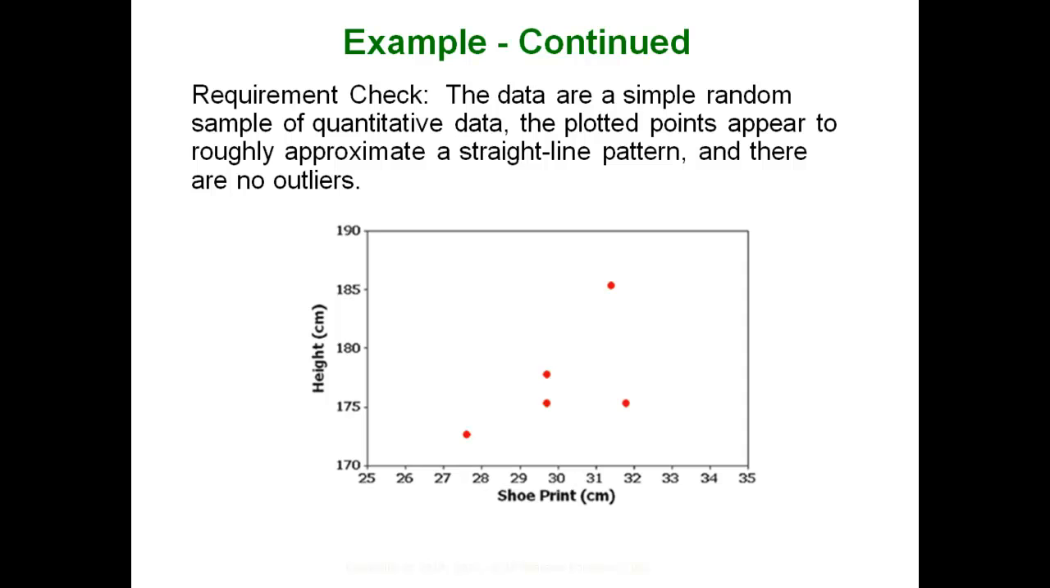First things first, we always want to look through our requirement check. The data is a simple random sample, it's quantitative data. The plotted points appear to have a roughly straight line pattern, and there are no obvious outliers, so there's nothing we need to remove. The biggest thing to take away from this is do your plots, right? You always want to do a scatter plot to see what your data looks like.